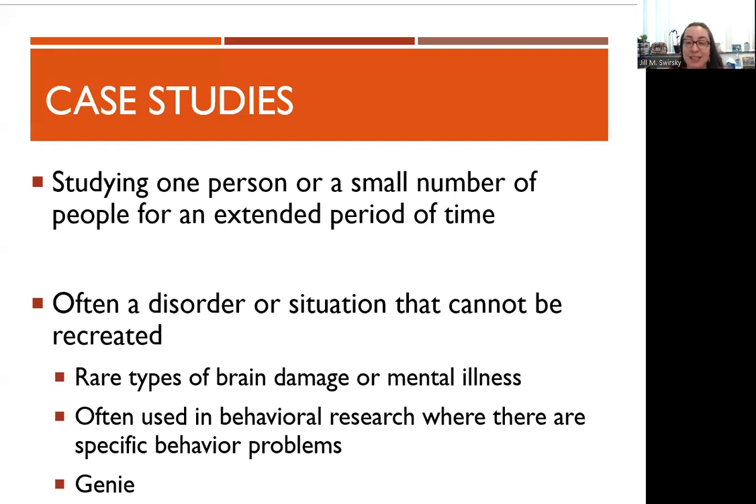We often see case studies done in the event of very rare types of brain damage or mental illness. So it would obviously not be ethical for us to recreate scenarios of brain damage, but if we come across a person who already has damage to a certain part of their brain, we can use that to better understand the function of that particular brain region. We'll talk a lot more next week about the brain.